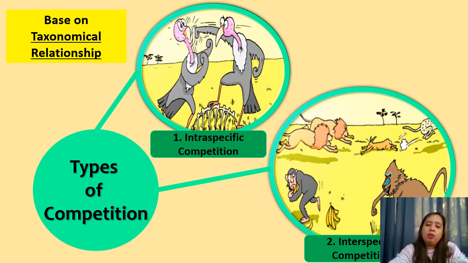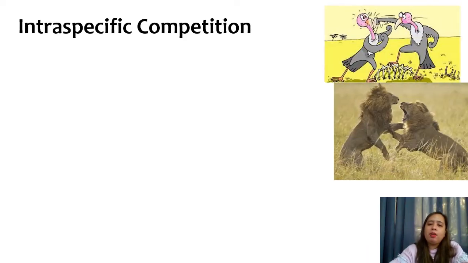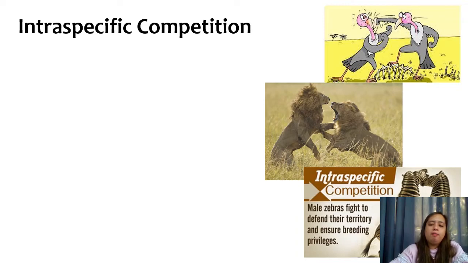And then we have here your chimpanzee and baboon over a banana. So that's an interspecific competition. However, there's a lot more about that. Let's look at who competes. Competition for resources between members of different species is interspecific, but when it's the same species, it's intraspecific. Competitions are usually over food, over a limited territory, and sometimes the competition is more sexual. Oh, rated SPG.